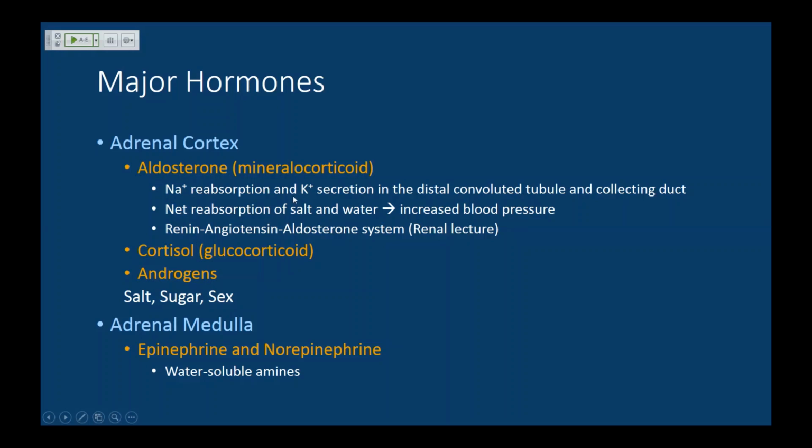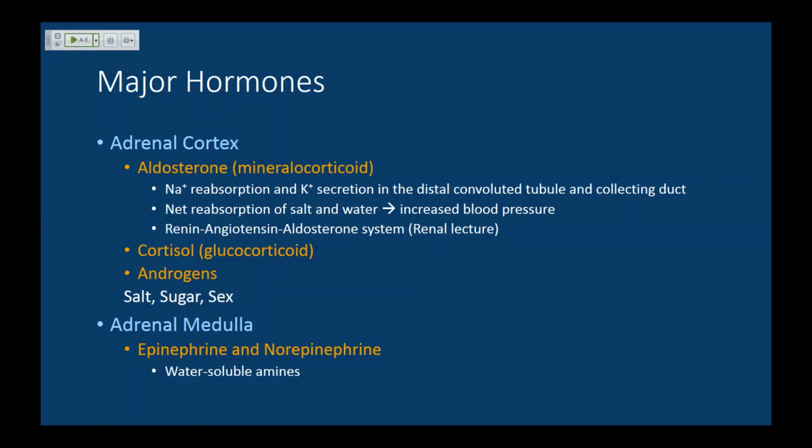promotes sodium reabsorption and potassium secretion in the distal tubule and the collecting duct of the kidney, which we will go over in the renal lecture. This reabsorption of salts leads to a net reabsorption of salt, and water follows by osmosis, which helps to increase blood pressure. And this has its own system of regulation called the renin-angiotensin-aldosterone system, which will be in the next lecture.